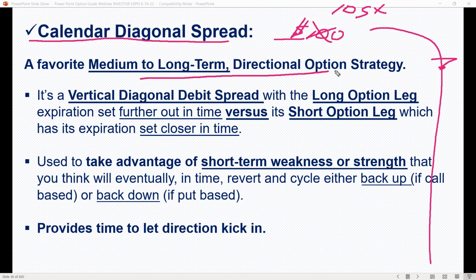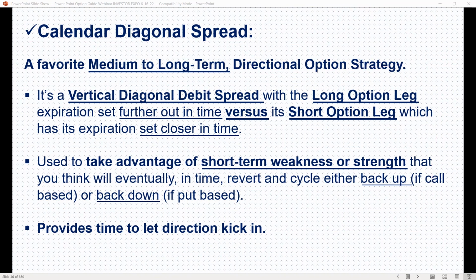So it's a medium to longer term directional option strategy that's great if you think eventually a market's going to go down or go up, but it might take some time before it actually makes that break. So it's basically like a vertical diagonal debit spread. It's like a debit spread, but with the long option leg expiration further out in time, and your short option leg is set closer in time to take advantage of that theta decay like the calendar. So it takes advantage of short-term weakness or strength that you think will eventually revert and cycle either back up if you're doing it with calls, or back down.